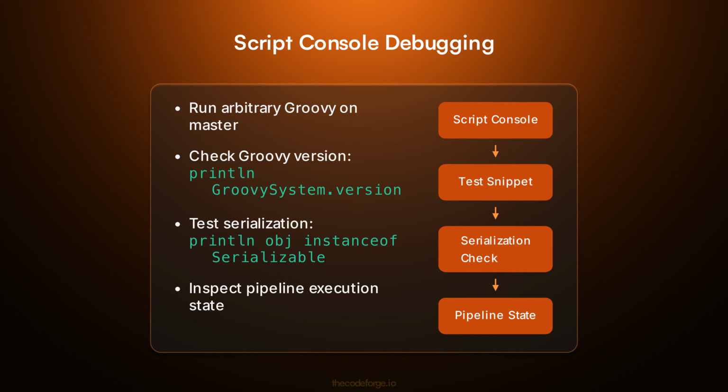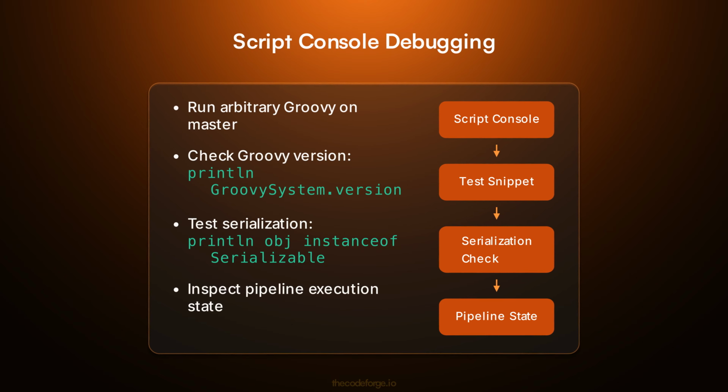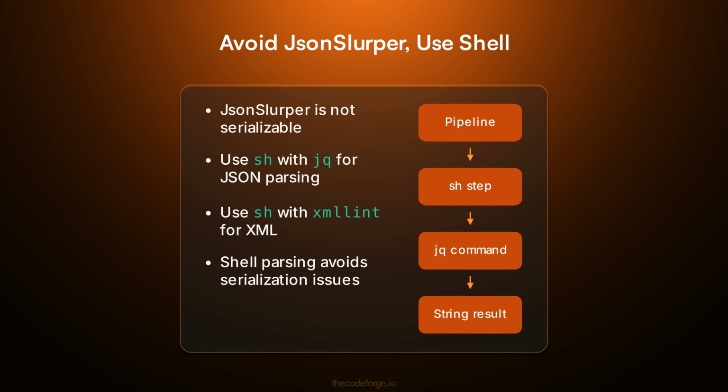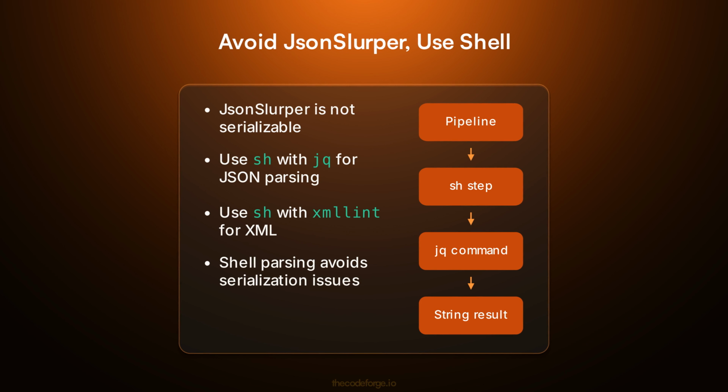The script console at Manage Jenkins, Script Console, is your best friend for debugging. You can test serialization, check versions, and inspect pipeline state without running a full build. JsonSlurper and XmlSlurper are not serializable. Instead, use shell commands like jq and xmllint via the sh step. This returns a string that is serializable.